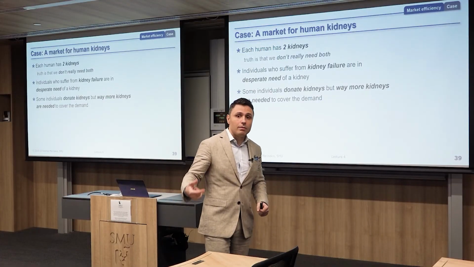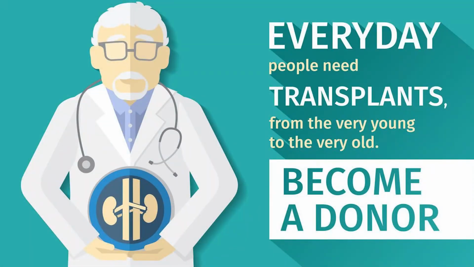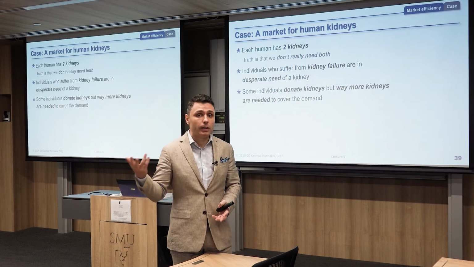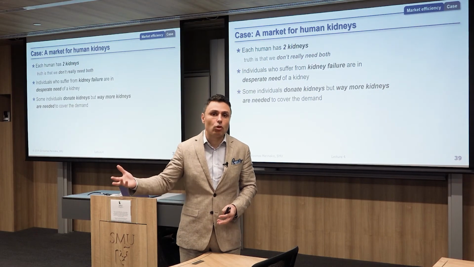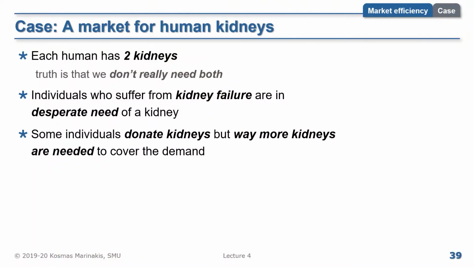So some individuals donate kidneys. They are kind enough that they will give their kidneys either after death. Some other people are alive and they still donate one of their kidneys to loved ones, and in some other cases even to people that they don't even know. However, the kidneys that are donated are not sufficient to cover the demand. The demand is very big.